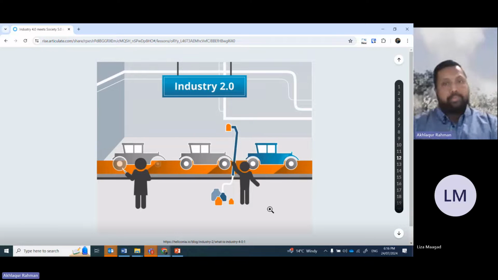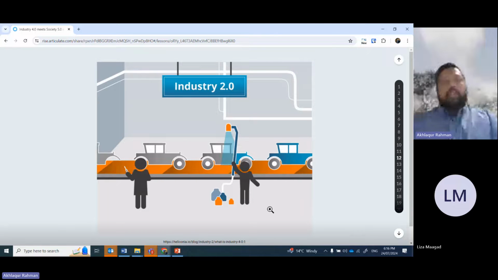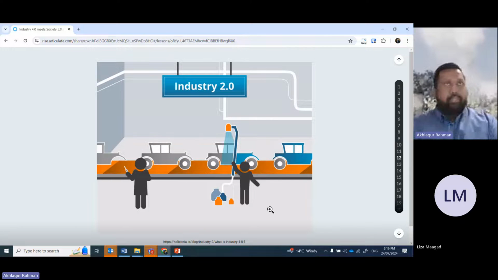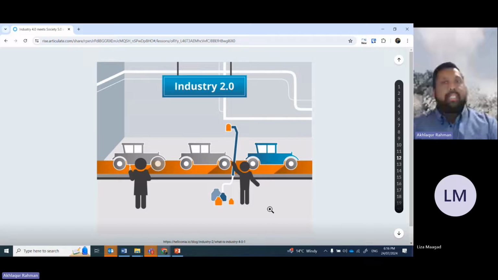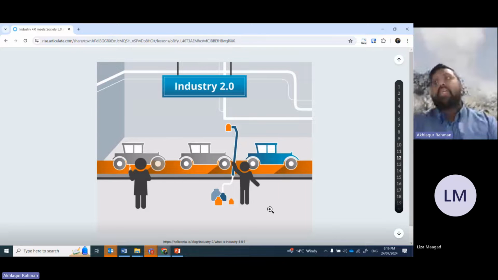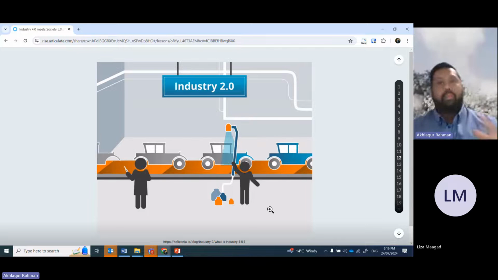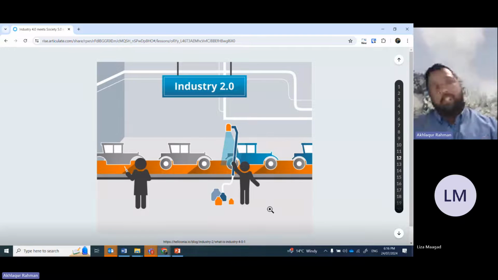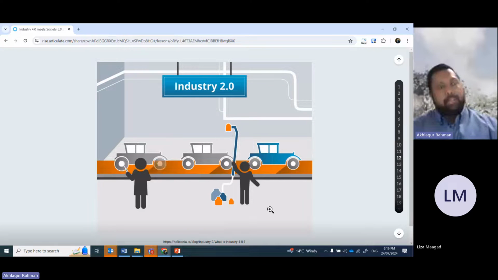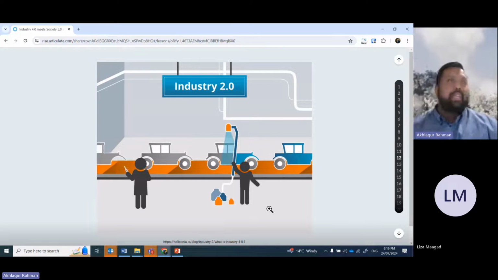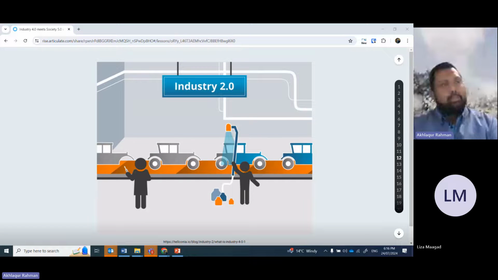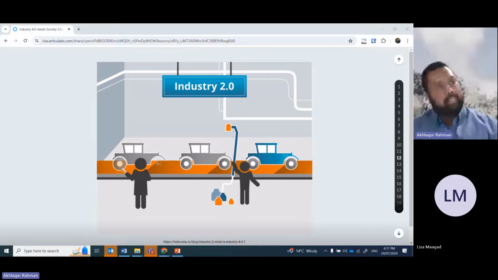Industry 2.0. So Industry 2.0 was powered by electricity. That would be after 1890, around 1900, when electricity was invented. The manufacturing revolution, which was already there, was bolstered by electricity. So with electricity, people came up with the idea of what we call, and I'll write it in the chat as well, batch assembly.